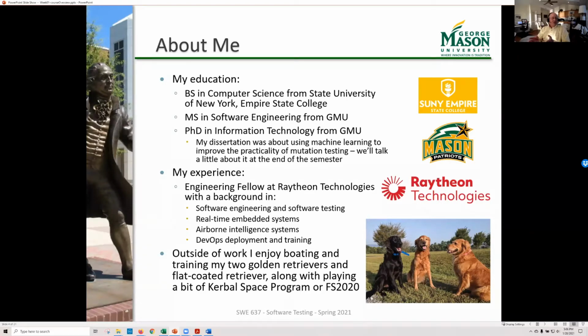I have a Bachelor of Science in Computer Science from long ago at the State University of New York. Then I did a master's degree in software engineering, the very program that a lot of you are in here at George Mason, graduating in 2000. And then at the end of 2018, I graduated with my PhD in information technology, again from GMU.